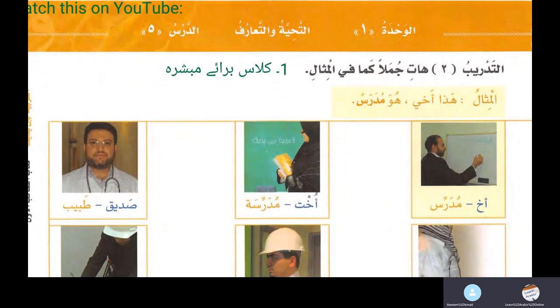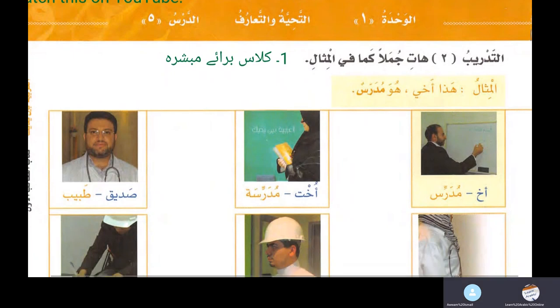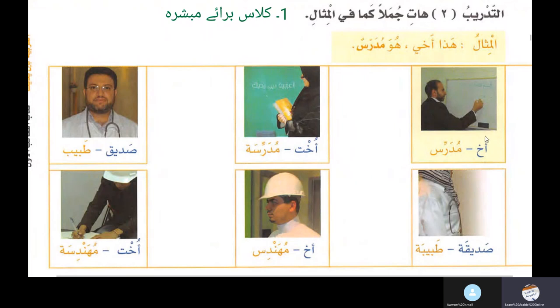Al-wahdatu al-ula, at-tahiyyatu wat-ta'aruf, ad-dars al-khamis. At-tadrib ath-thani: hati jumalan kama fi al-misal. Bring sentences like the one in the example. Al-misal: hadha akhi huwa mudarris. Akh means brother, and akhi means my brother.